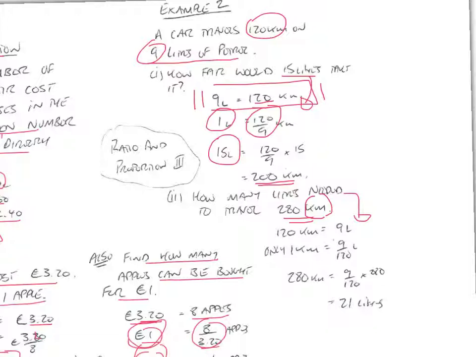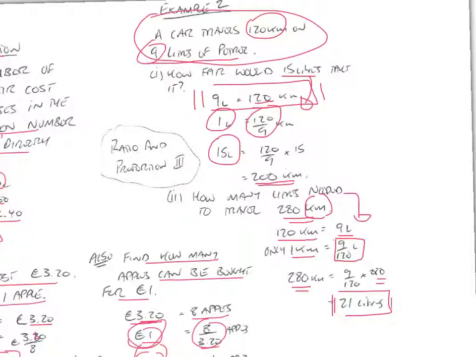But anyway, we set up this time 120 kilometres equals 9 litres from the beginning of our problem. So for 1 kilometre, divide both sides by 120, we only would need 9 120ths of a litre. So to find how many litres we need for 280 kilometres, just multiply both sides by 280, and we see that 21 litres in this car would take us 280 kilometres.